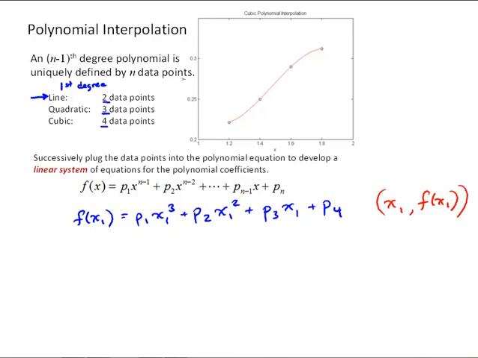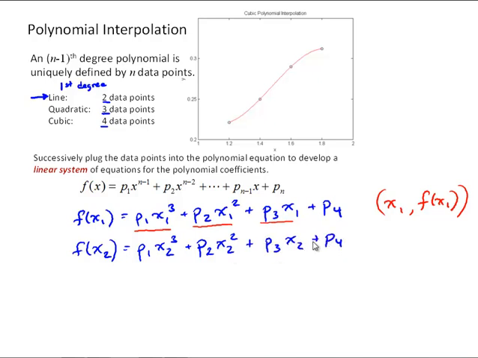And we now have a linear equation, a linear combination of x1 cubed, which is now just a constant, times p1, x1 squared, which is now just a constant, times p2, x1 times p3, and 1 times p4. And we can write this again for f of x2, the next data point, that's equal to p1 x2 cubed plus p2 x2 squared plus p3 x2 plus p4.